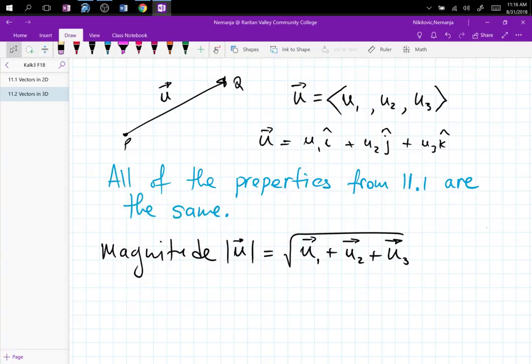Yes? Oh, the arrows are not supposed to be in the square root. Thank you. There's supposed to be squares on each of the components. That's what I wanted to put. I wanted to put squares and I put arrows instead. Very good.